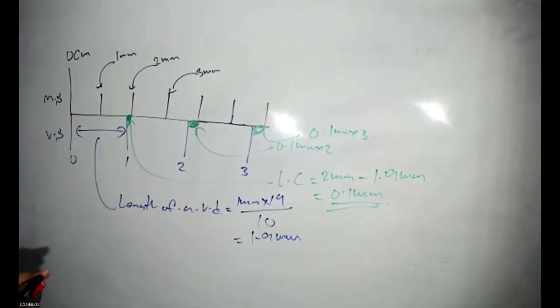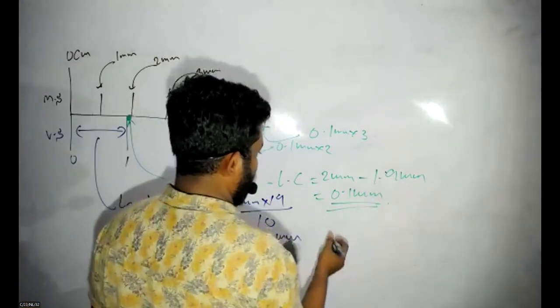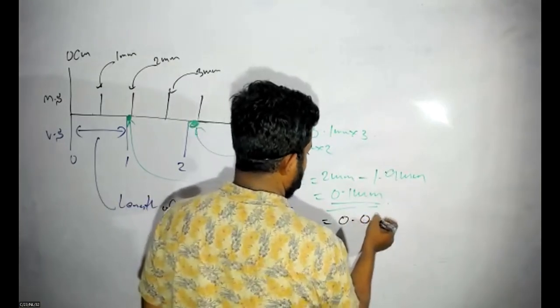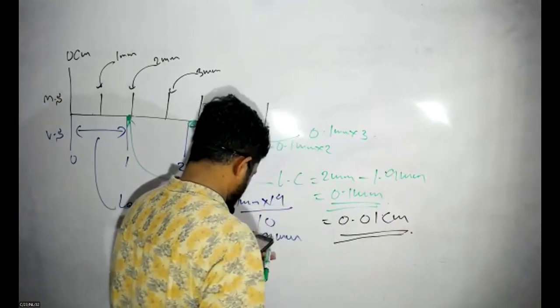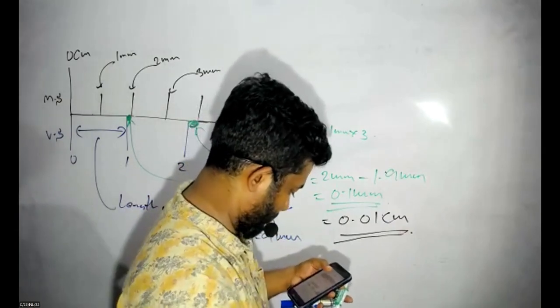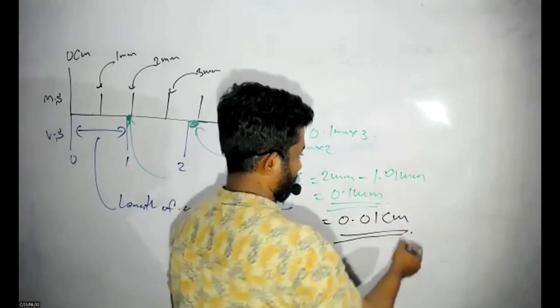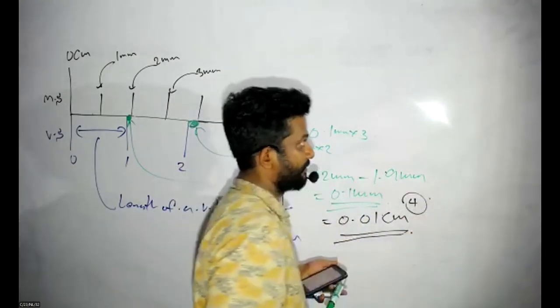You have to mention the answer in centimeters, right? Then in centimeters, 0.1 millimeter is 0.01 centimeter. Right? Answer is the fourth one. This one is the answer.